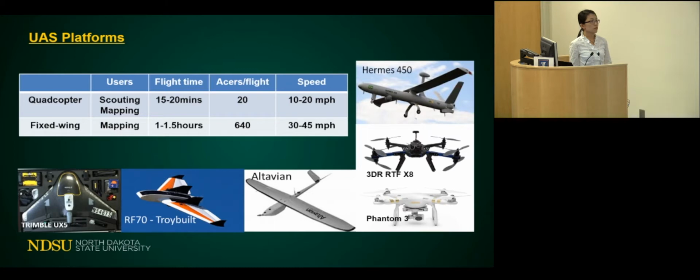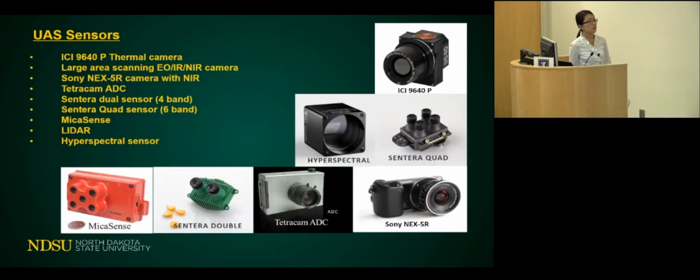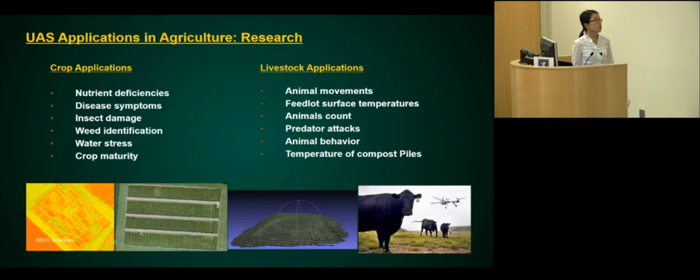Because of their different features, they can be used in different applications. The quadcopter we can use for crop scouting and smaller size field mapping. The fixed wing UAVs we can use for large field mapping. We also can put a lot of sensors on the UAVs, like a thermal camera, a hyperspectral camera, or a multispectral camera. We can even put a LiDAR on the UAVs to get 3D data from the field.